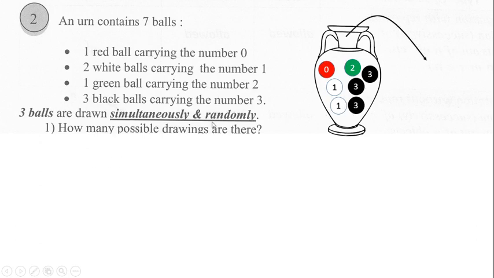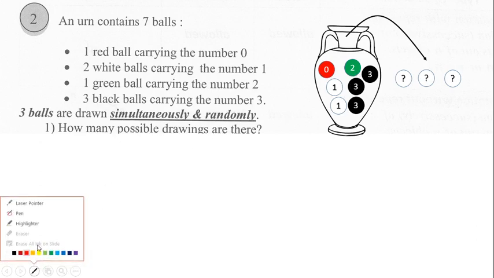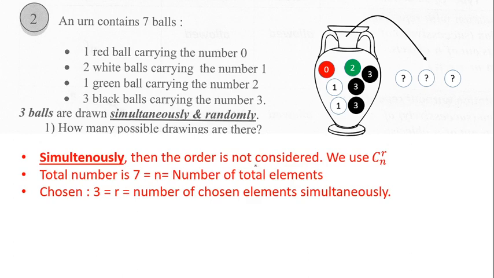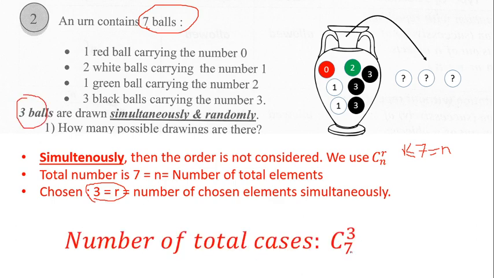So how many possible outcomes? As you see, we will choose 3 simultaneously and randomly. What could these 3 be? It could be this and this and this, or this and this and this. As we said before, because we are using simultaneously, the order is not considered, so we are going to use the combination C. The total number is 7 because we have 7 balls, and R is less than or equal to N. Here in this exercise R is 3 because we have chosen 3. So the total number of cases is 3 out of 7, and you can do the calculation using your calculator.